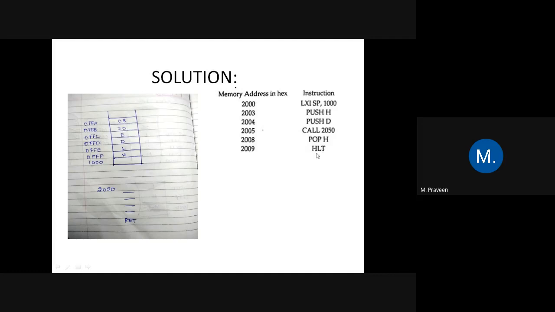After pop H, the next instruction is HLT. Okay, so HLT, everyone knows what HLT is. HLT is nothing but to stop the program. So after HLT, the program will be stopped.